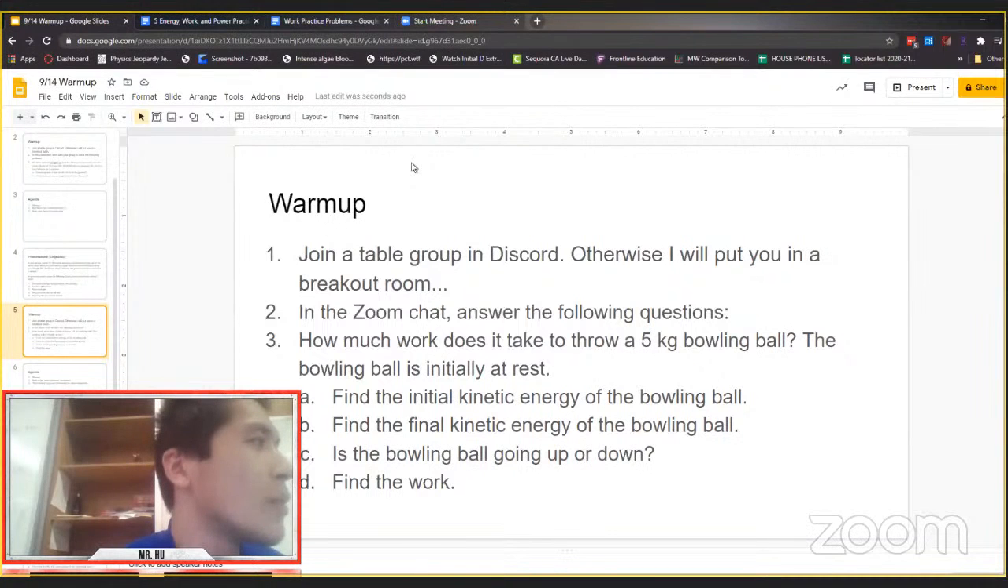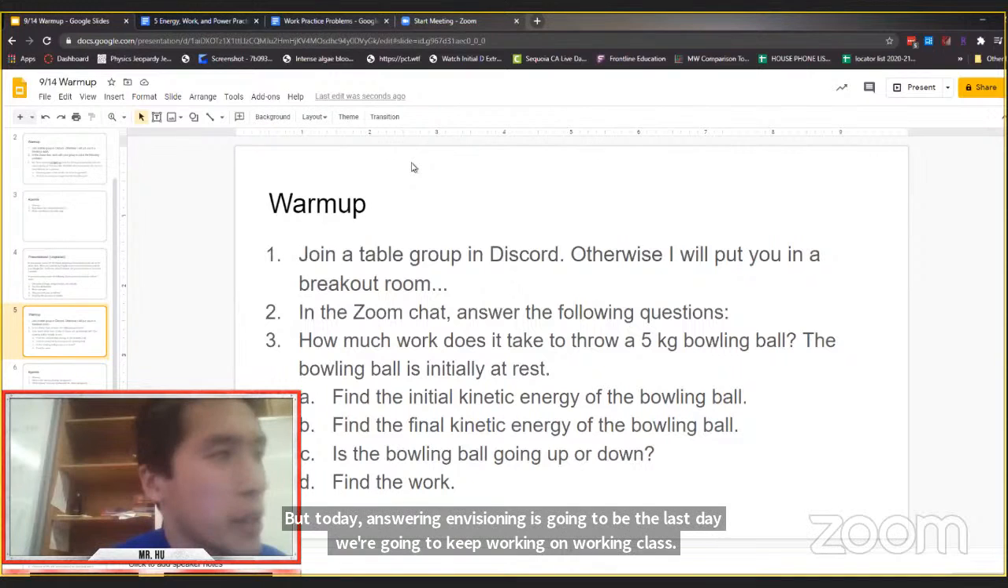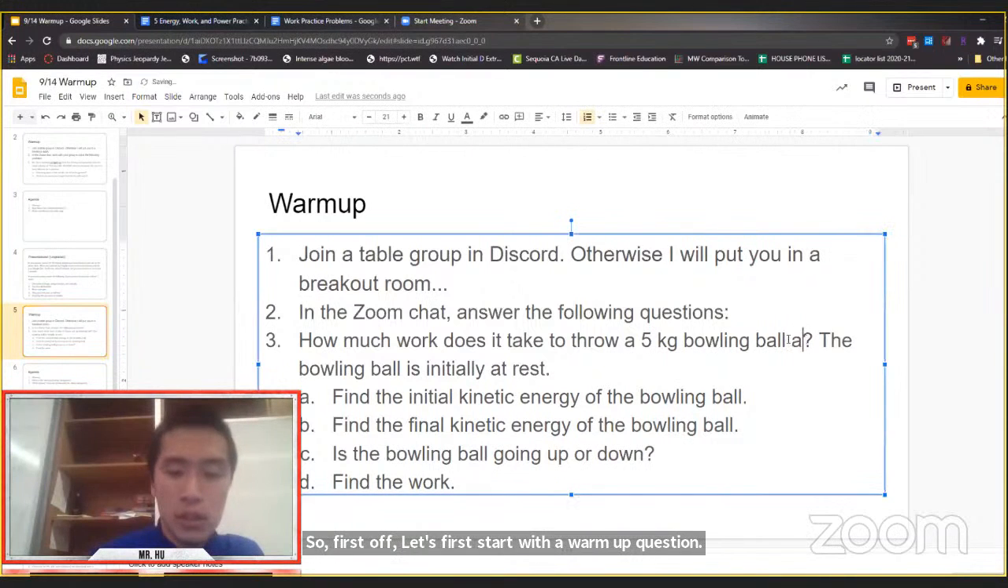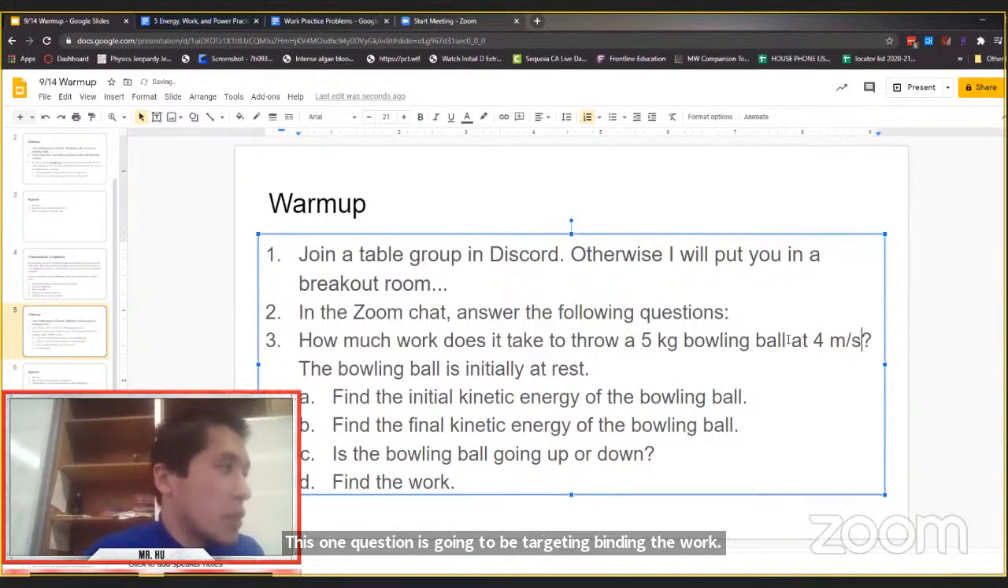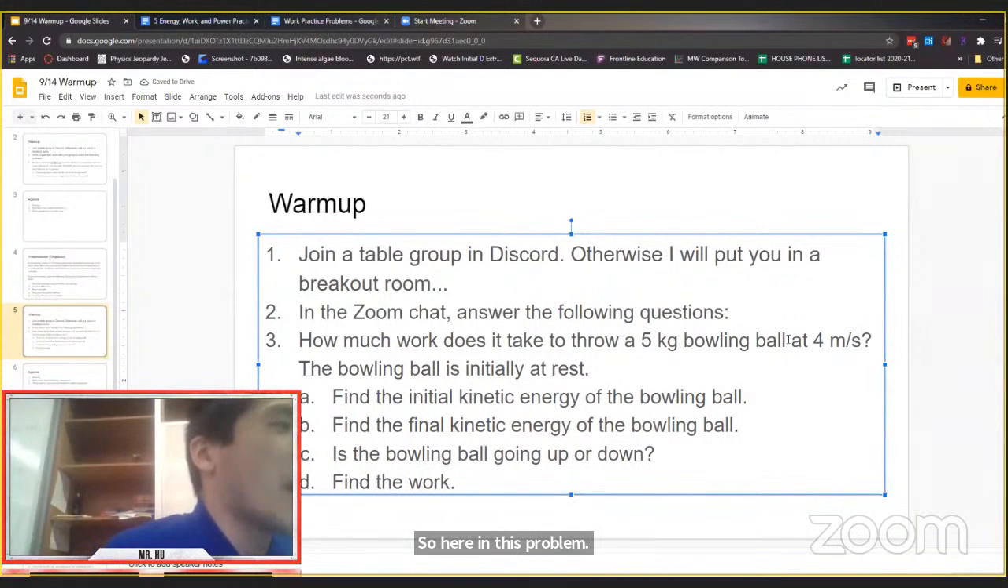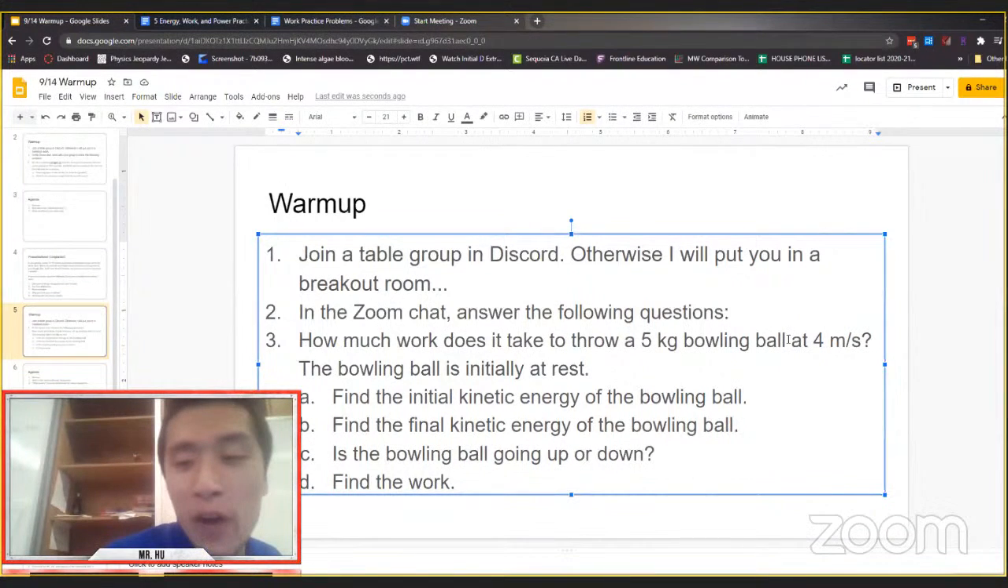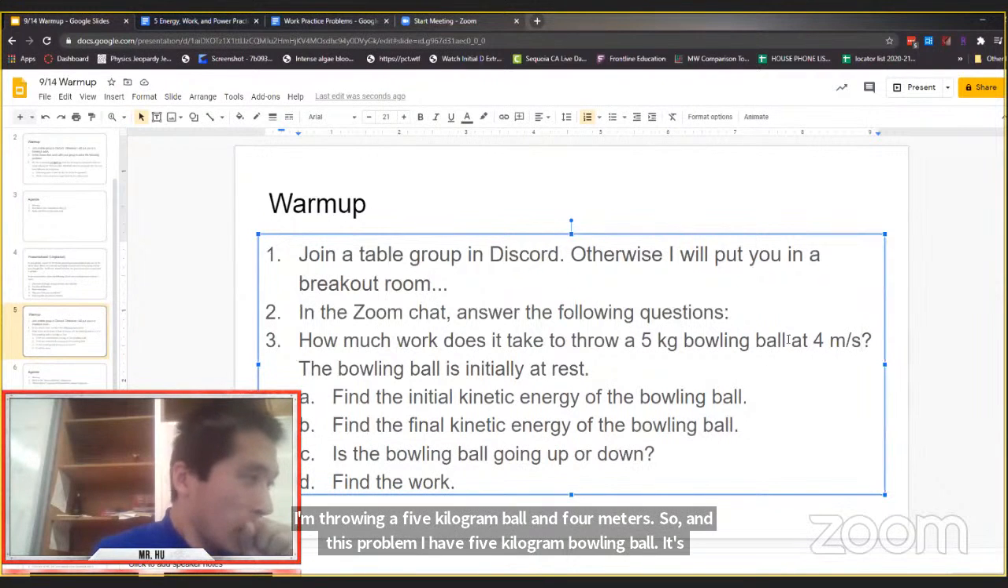So here in this problem, I'm throwing a 5 kilogram ball at 4 meters per second. I have a 5 kilogram bowling ball. It's initially at rest, which means it's initially not moving. And then I throw the 5 kilogram bowling ball at 4 meters per second. So our goal here is to figure out how much work it takes to throw a 5 kilogram bowling ball at 4 meters per second.